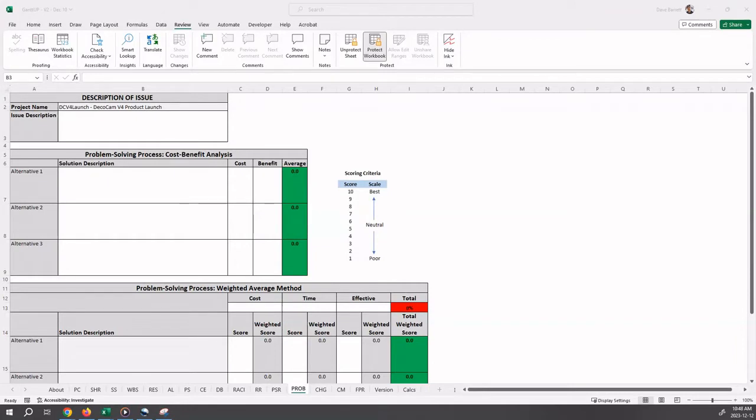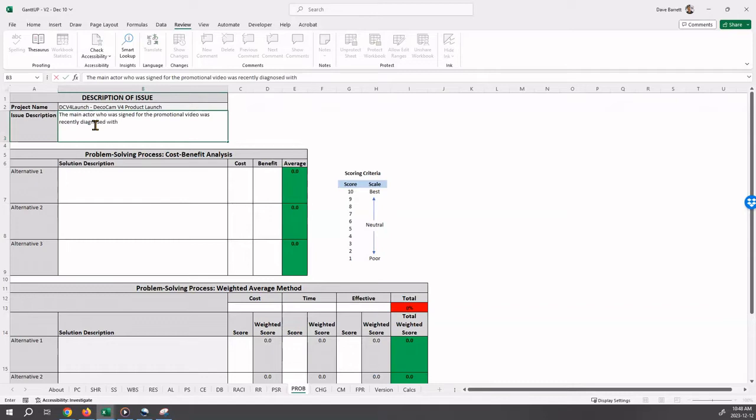The first step is to enter the issue to be solved in the description of issues table. This issue is taken from the project status report and entered as follows. The main actor who was signed for the promotional video was recently diagnosed with pneumonia. Okay, so that is our issue.